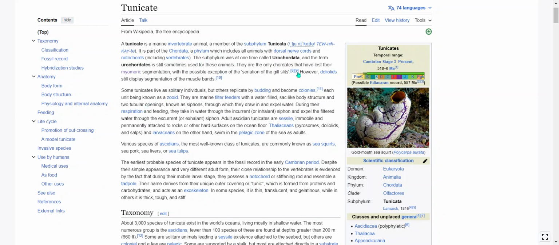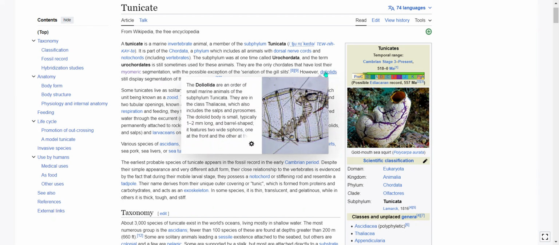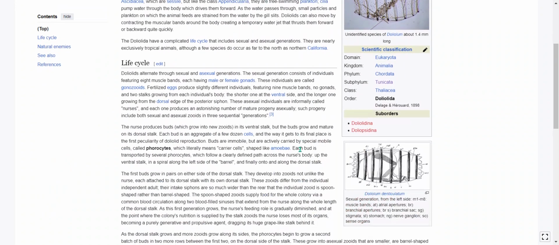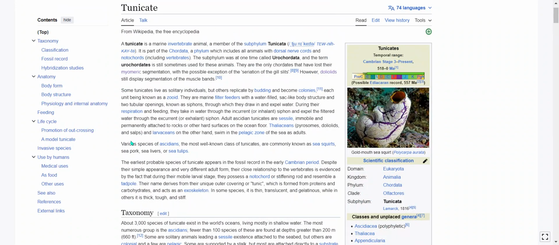So they are the only chordates that have lost their myomeric segmentation. So the tunicate, the sea squirt, does not have myomeres. The only chordate that has lost the myomeric segmentation, with the possible exception of the serration of the gill slits. Don't know what that means. However, doliolids still display segmentation of the muscle bands. What's a doliolid? That doesn't look like it's going to help very much. We're not getting into that.